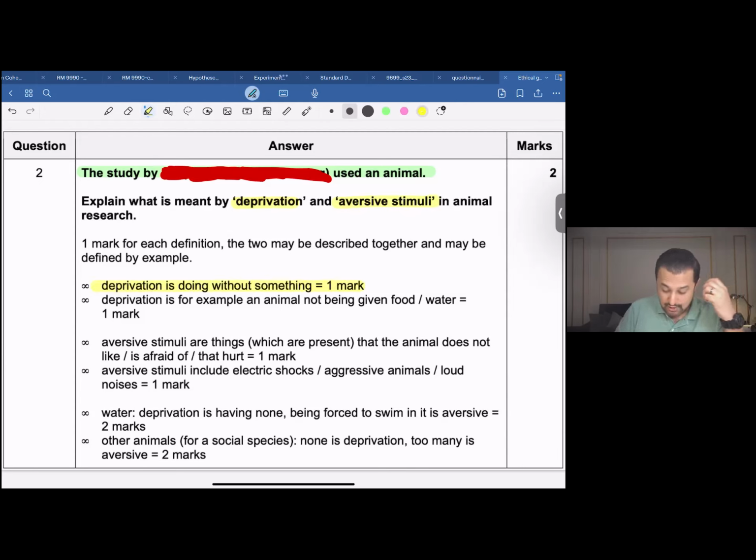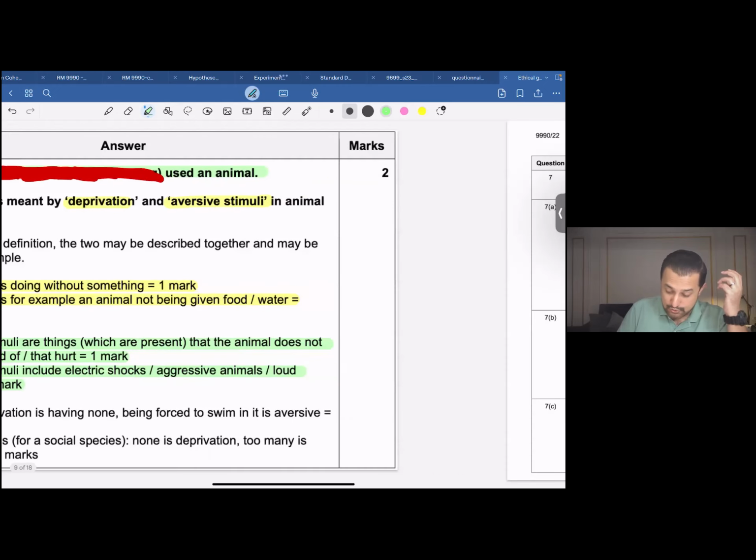Deprivation is doing without something. Deprivation is, for example, an animal not being given food or water. Aversive stimuli are things which are present that the animal does not like, is afraid of, or that hurt them. Aversive stimuli include electric shocks, aggressive animals, or loud noises. So use any example that works for you. Now, why did I choose this particular question?